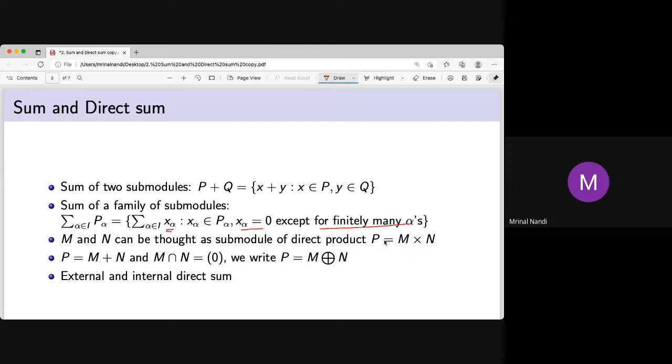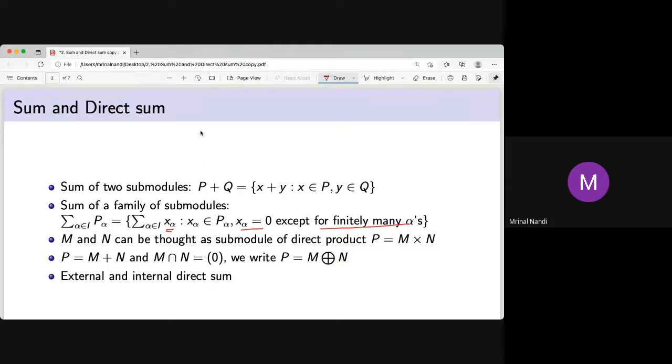If you want to add this, then it's a question of limit, a question of topology. But here no topology is introduced. Here we do not introduce any distance or anything. So there is no question of limit or such thing, so we can't define the series. We can define only a finite sum. So we need only finitely many alpha for which x alpha is non-zero.